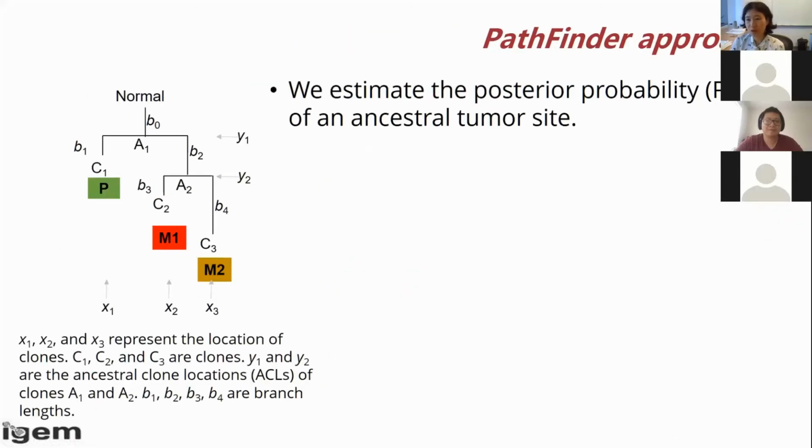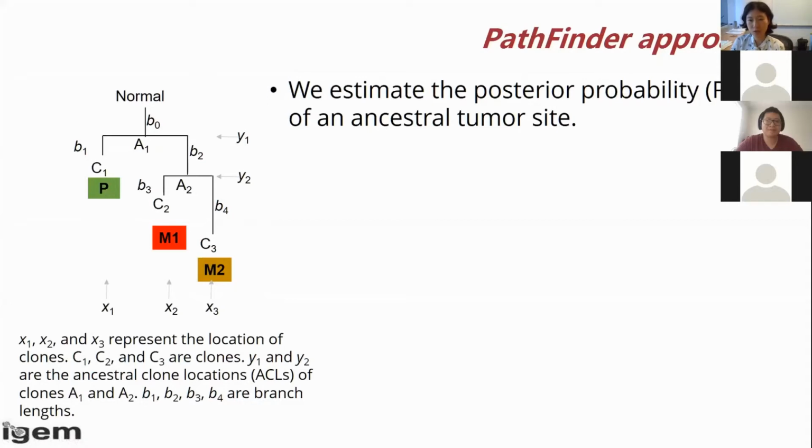We developed a new method called Pathfinder. Pathfinder uses clone phylogeny and branch length. I will explain the Pathfinder approach by using this simple phylogeny. This is a phylogeny of 3 clones, C1 to C3. Each clone is found in P, M1, and M2. This observed tumor site is expressed as X. The goal is to predict the ancestral tumor sites of A1 and A2. This unknown ancestral tumor site is expressed as Y.